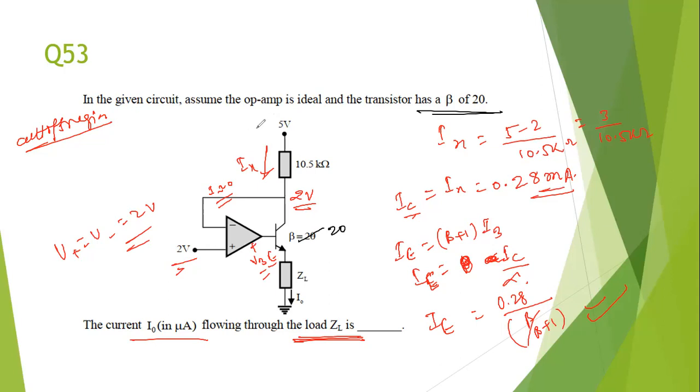Now in that case, what is the ZL current? So ZL is IE emitter current. So just put here, this is 0.28 into 21 divided by 20. And this is approximately 0.294 milliampere. The answer will be 0.294 milliampere, or you can say this is 294 microampere. But if transistor is off, then output current will be 0.